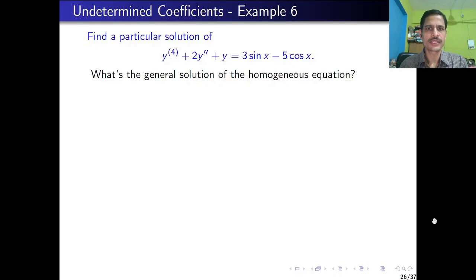To find the general solution of the homogeneous equation, we look at the auxiliary equation, which is m to the fourth power plus 2m square plus 1 is equal to 0. We factorize, we get m square plus 1 whole square equal to 0.